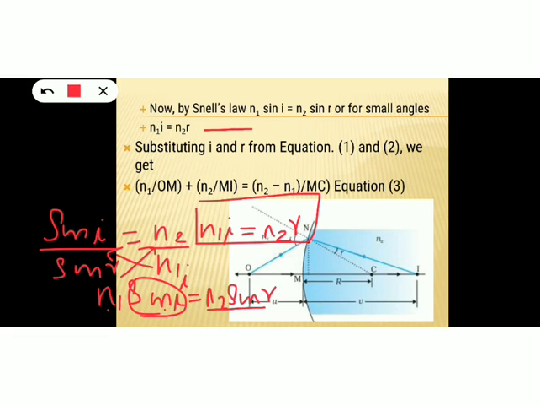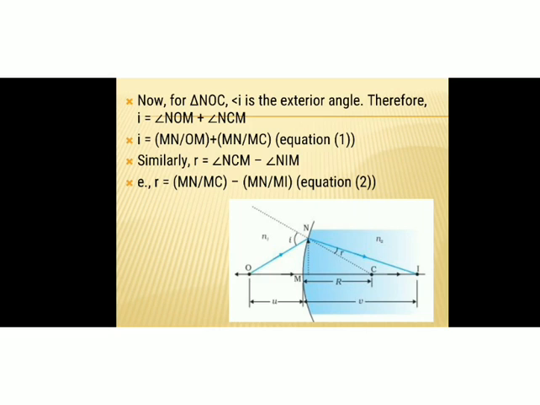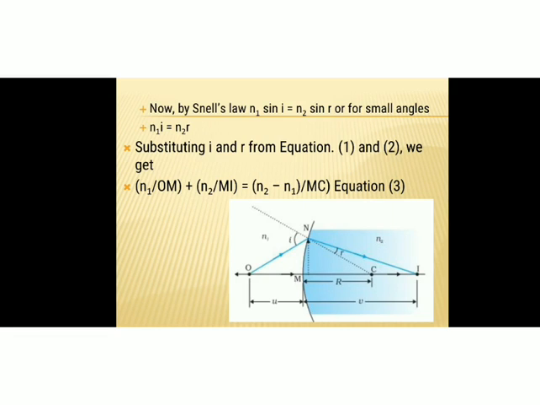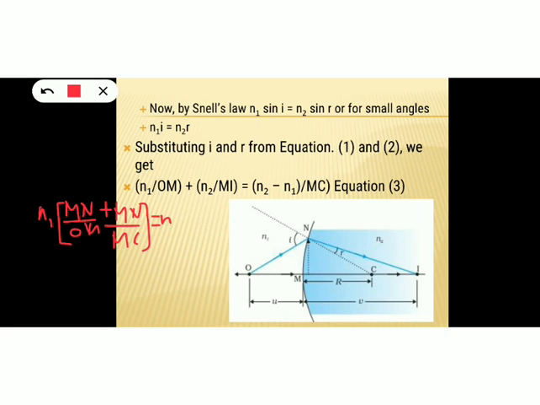Now by Snell's law, n1 sin I is equal to n2 sin R. For small angles it will be n1 I is equal to n2 R. Now it's time to substitute for I and R. From the previous slides we got the expression for I. What is I? I is MN by OM plus MN by MC. So substitute here. We will get n1 into MN by OM plus MN by MC equal to n2 into, substitute the expression for R.